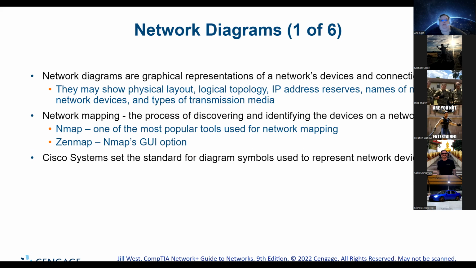Okay, so network mapping. This is the process of discovering and identifying devices on the network. Nmap and ZenMap, both of which we will use in some later classes as well. Nmap's the most popular. ZenMap is just Nmap with a GUI overlay. Cisco Systems set the standard for diagram symbols used to represent network devices. So a lot of times you'll see network diagram making programs, and they'll have specific diagram symbols, and a lot of those actually came from Cisco.